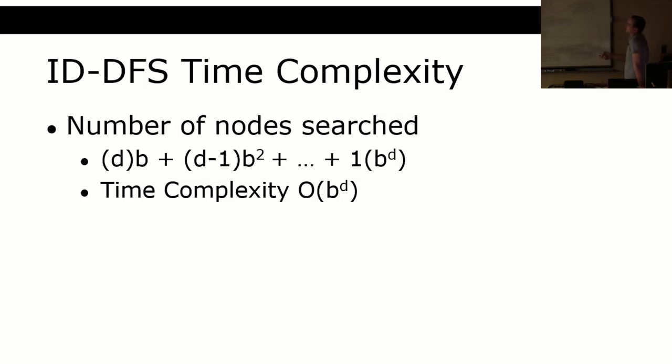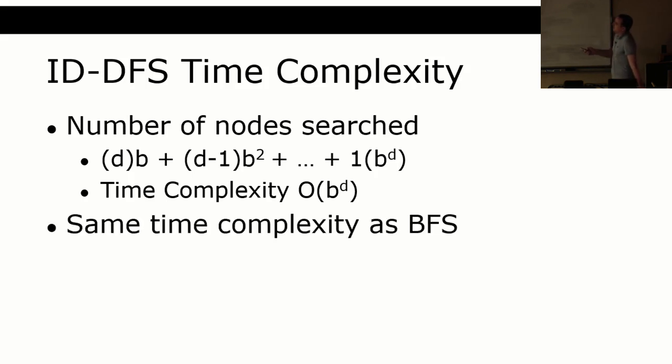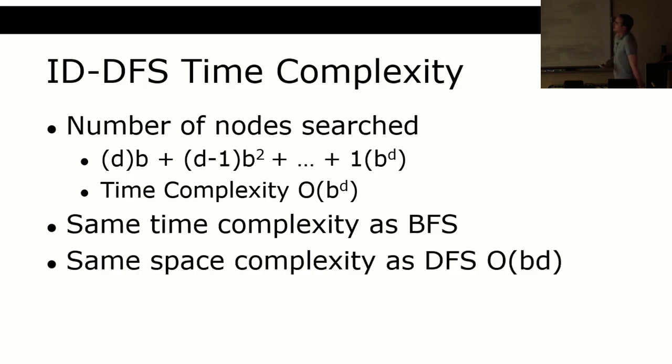So the time complexity, even though we have b to the d, and then b to the d minus 1, and then b to the d minus 2, plus blah, blah, blah, it's still only the highest exponential that matters for our big O time complexity. So it has the same time complexity as BFS, even though in practice it does about double the work. It has the same space complexity as DFS, which is linear.